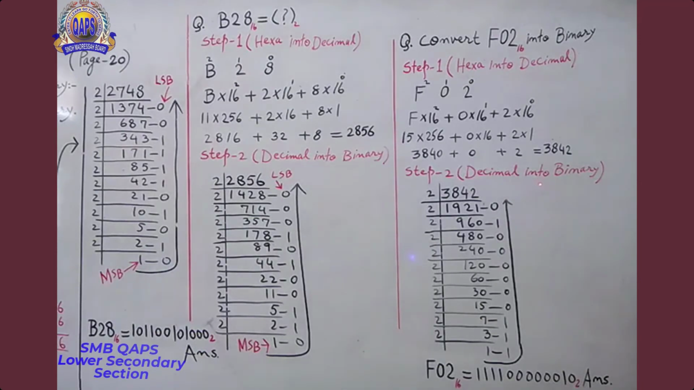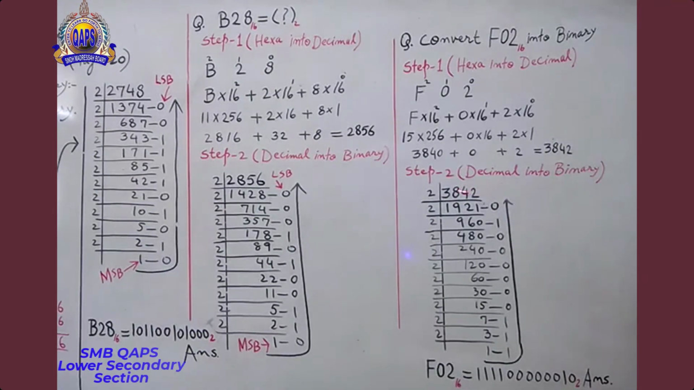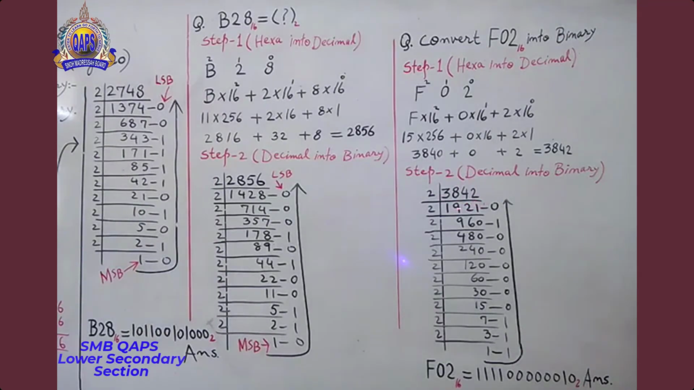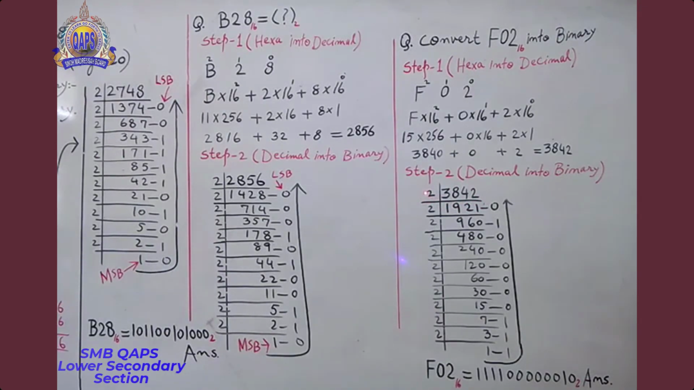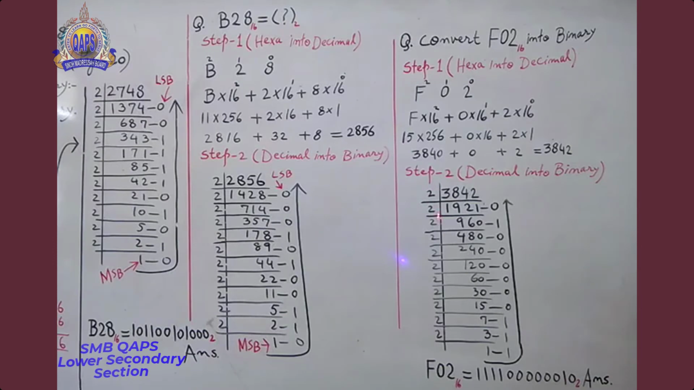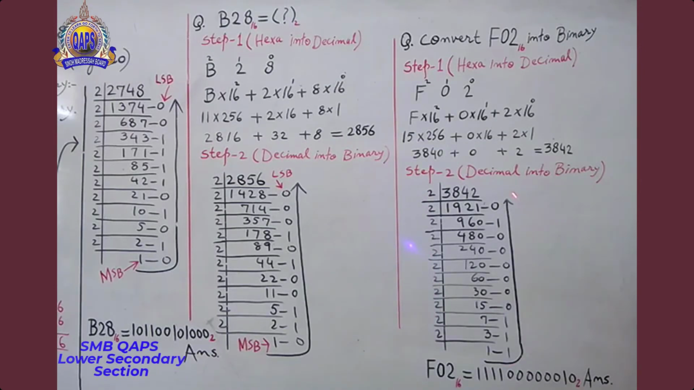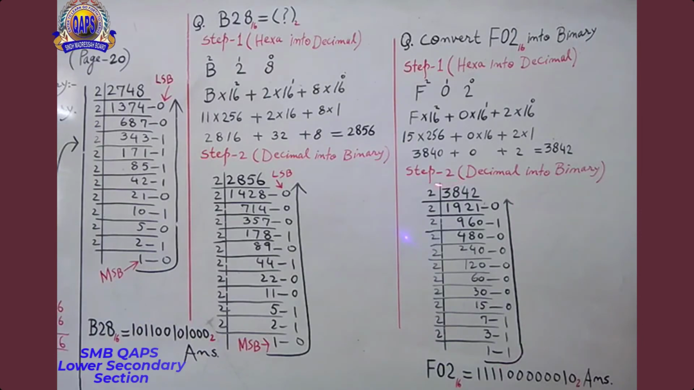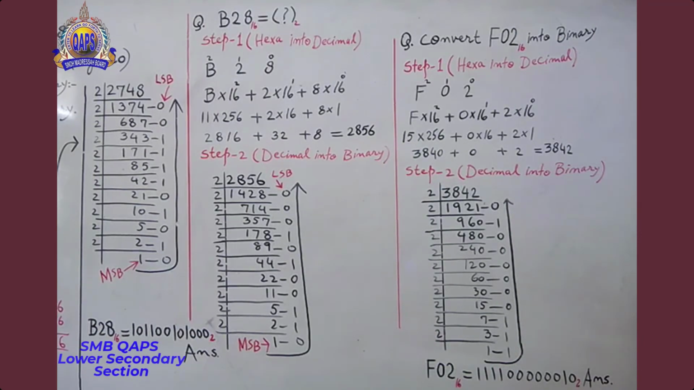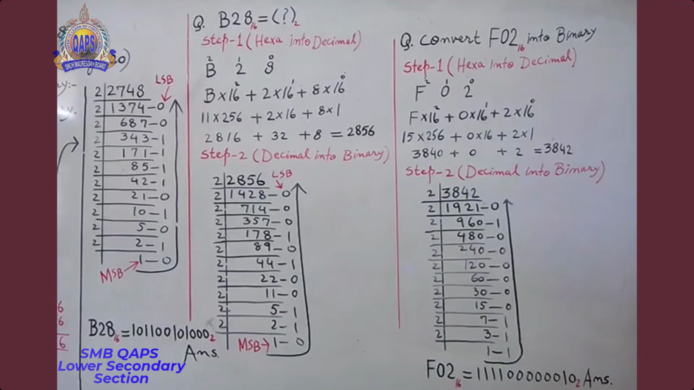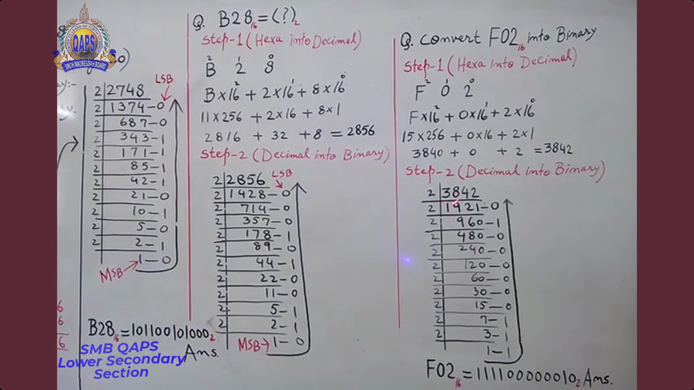Step 2, decimal into binary. I am writing the decimal number over here, divided by 2. I am giving you a few seconds to look at this thing. Have a look, this thing in the circle. You see in the circle. See this thing. Try to understand. Okay.